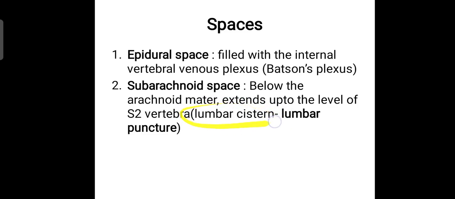So there is a pool which is formed from the lower border of this particular spinal cord. The subarachnoid space will extend down as the lumbar cistern, and this cistern will be pooling up the cerebrospinal fluid. And you might have heard about a procedure called the lumbar puncture. So this lumbar puncture is particularly done at this level so that the CSF can be drained from the lumbar cistern without injuring the spinal cord. So that is the clinical importance of this lumbar cistern.